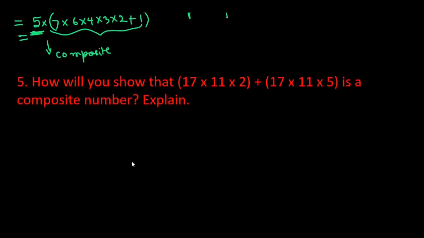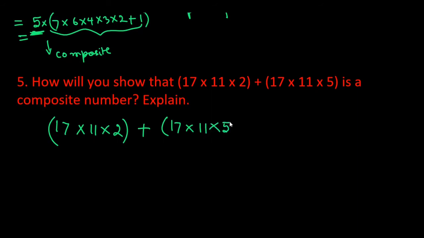Fifth one, how will you show that 17 into 11 into 2 plus 17 into 11 into 5 is a composite number? So this is also a similar problem. We are given 17 into 11 into 2 plus 17 into 11 into 5. In this, it is represented as a summation of two products. This is one product term, this is another product term, and it is a summation of these two terms.